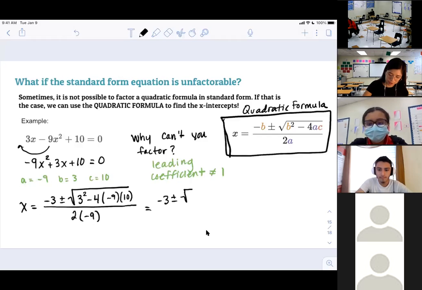Okay. So in there, what's 3 to the power of 2? Three squared, what is that? 9. And now I have to do, okay, negative 4 times negative 9 is positive 36. And then positive 36 times 10, 360.